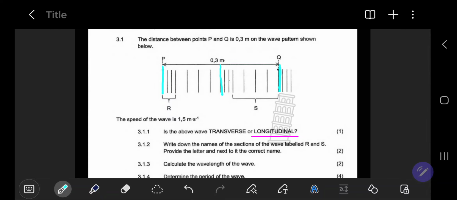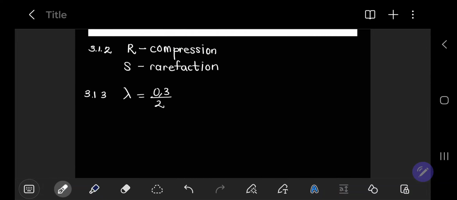Now, if 0.3 meters covers two waves, wavelength covers one wave. So don't we just have to take 0.3 and divide by 2? That's exactly what we need to do. So let's write that down. Remember, wavelength is represented by lambda, and 0.3 divided by 2 is 0.15, and wavelength is always measured in meters.